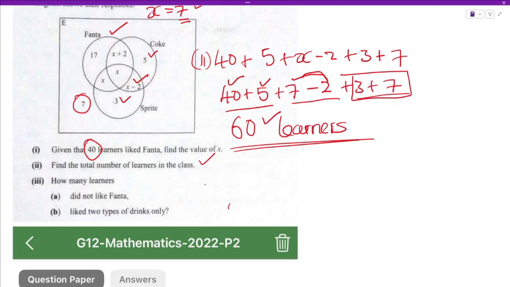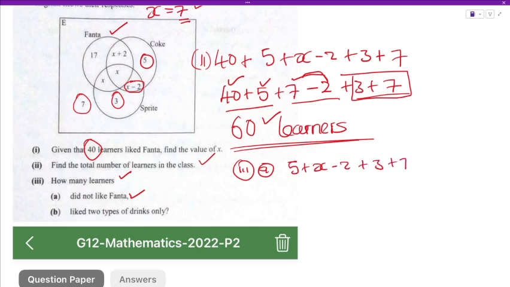And then the next question is saying how many learners did not like Fanta? Did not like Fanta simply means all the learners outside the set of Fanta. So which learners are outside the set of Fanta? We have these ones here, these ones here, these ones, and these ones as well. These do not like any of the drinks, so they also didn't like Fanta. So all you have to do is simply add those that are outside the set of Fanta. So we're going to say number 3A. Those that didn't like Fanta, we are going to say 5 plus x minus 2 plus 3 plus 7.